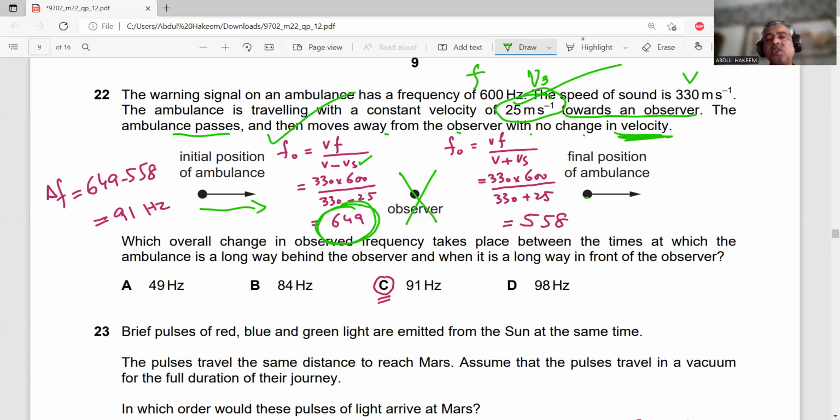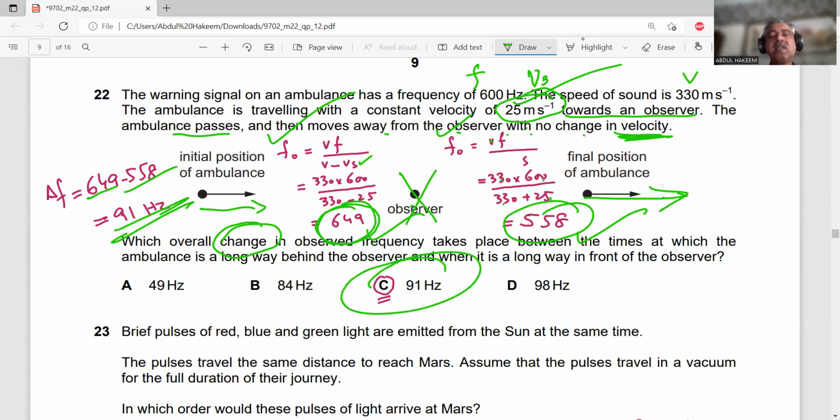Now, at this position, the ambulance is moving away from the fixed observer. For away from the fixed observer, this is the formula for the observed frequency. This is v, this is f. Now here it is v plus vs. So 330 plus 25. The answer comes to 558 hertz. But the question is, what is the overall change? So the difference of these two answers, 649 minus 558, is 91. So C is the answer, because we have to calculate the change in observed frequency towards the observer and then away from the observer.